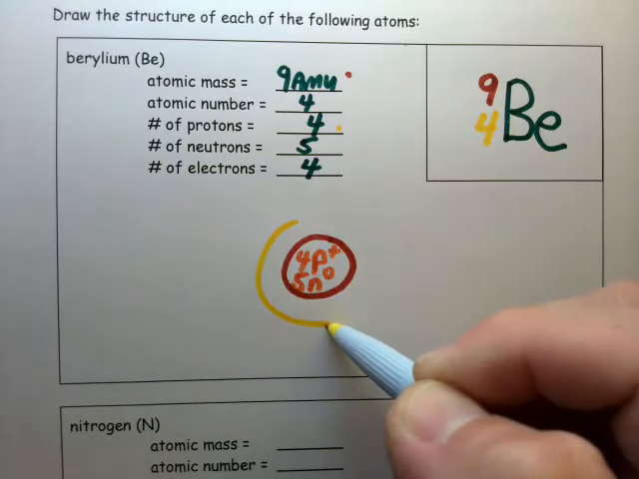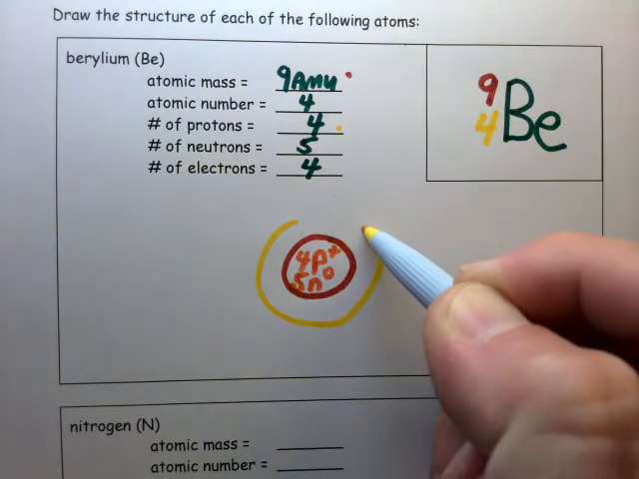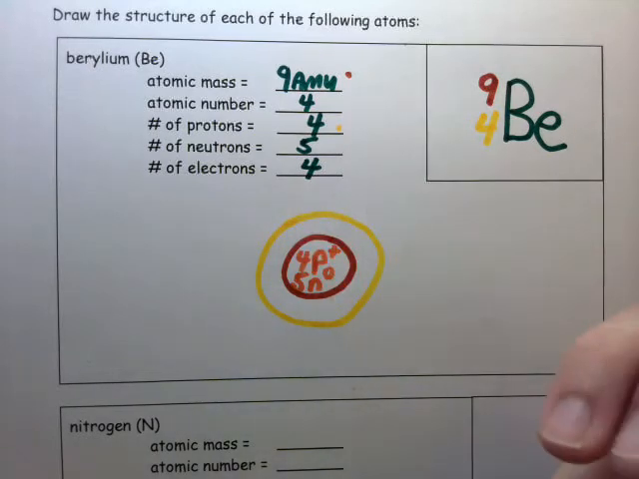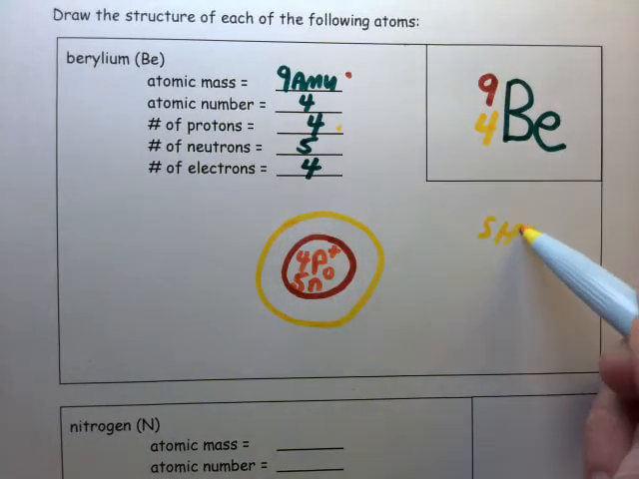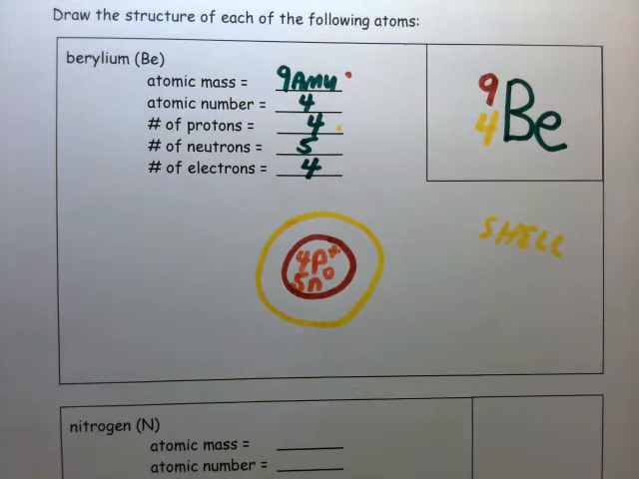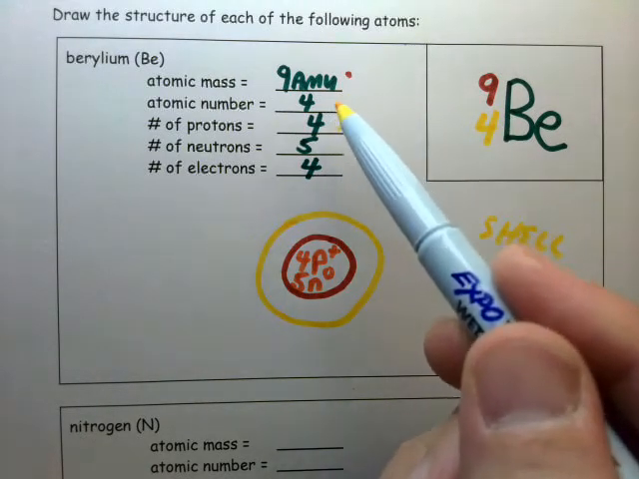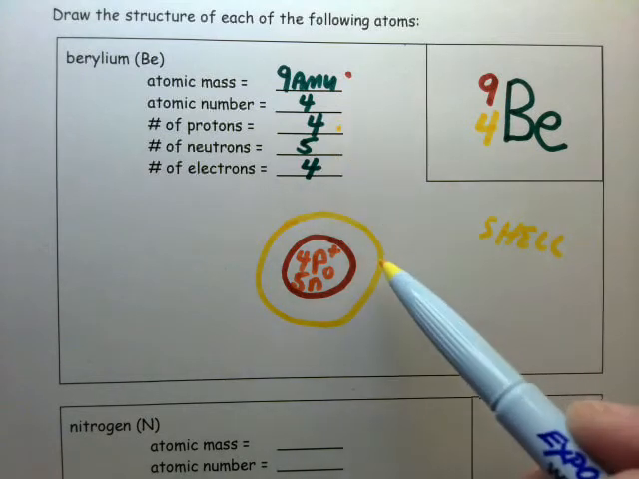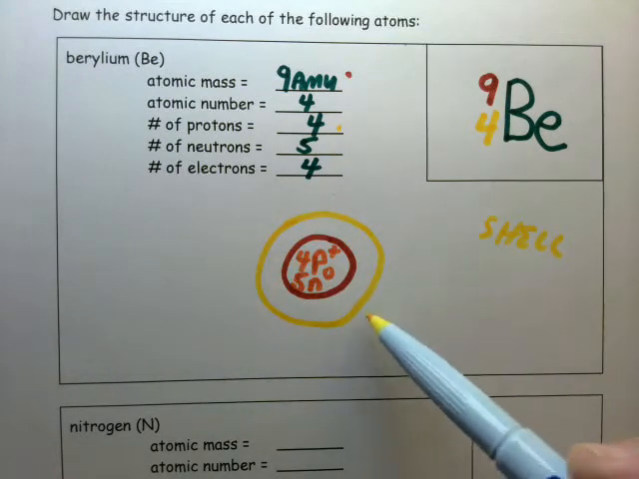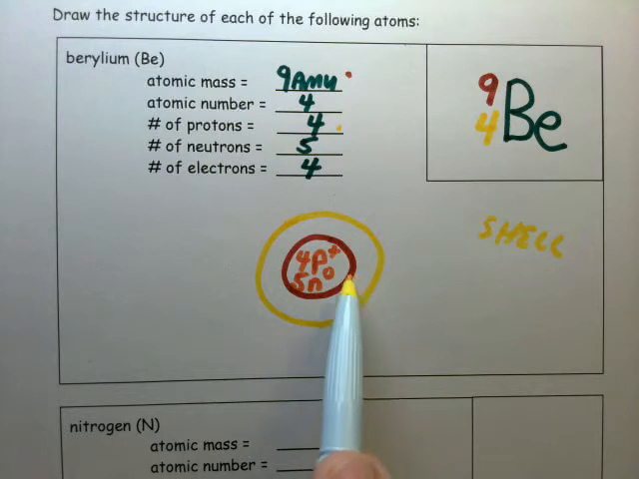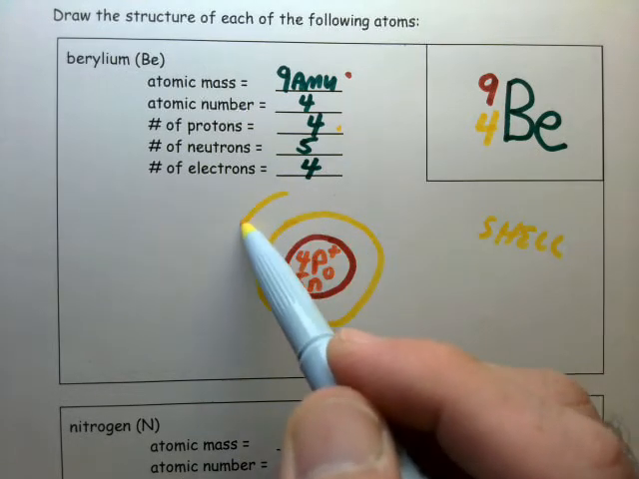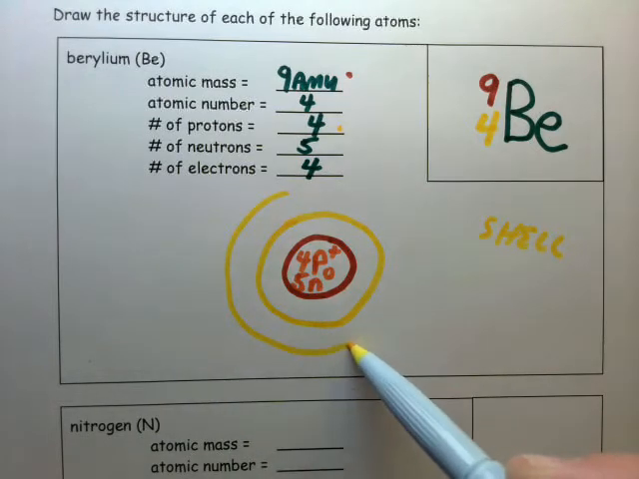Now, the circle that I'm drawing in yellow right now is not a physical structure. It's what we're going to call an electron shell. And this is just really an idea. It's the notion that some of these 4 electrons are going to hang around that far from the nucleus, and others are going to be a little further away. So I'm going to draw this second shell.